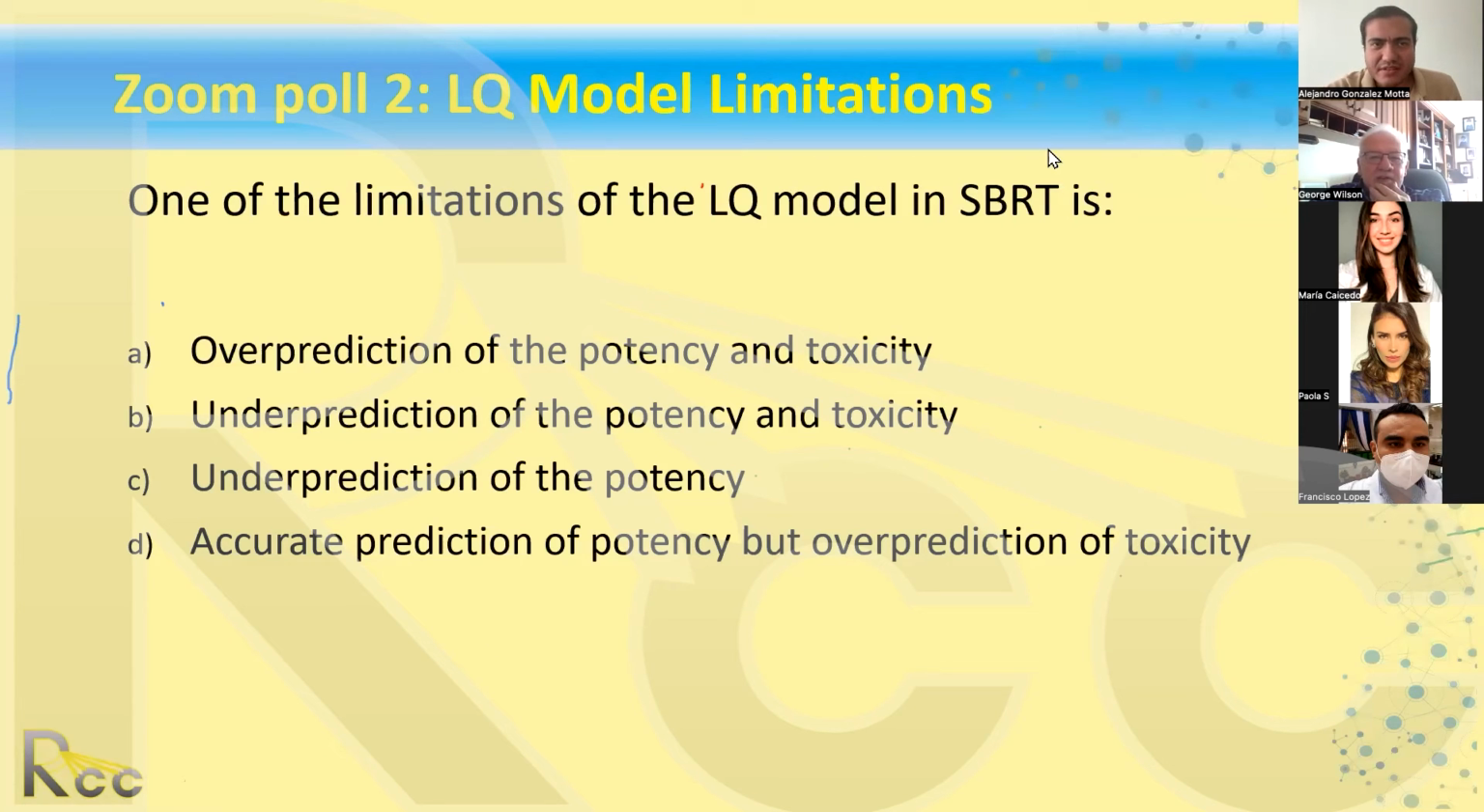So the question we have is, the limitation of the linear quadratic when we're doing stereotactic radiation is: it overpredicts the potency and toxicity of the schedule; it underpredicts the potency and toxicity of the schedule; it underpredicts potency. No, it's actually accurate prediction of potency, but overprediction of toxicity.